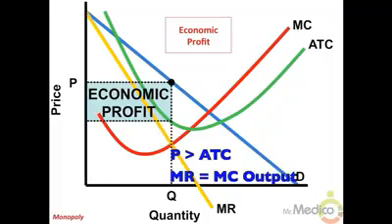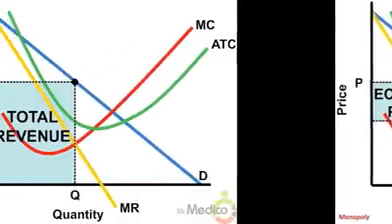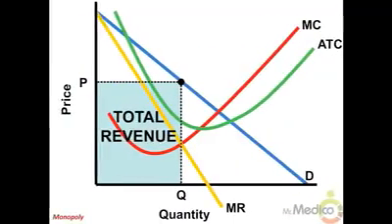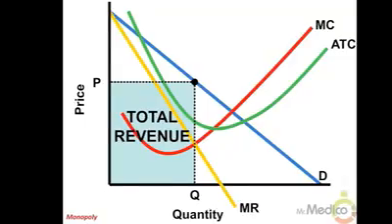The monopolist will produce in the elastic region of its demand curve. In this region, marginal revenue is greater than zero. This graph shows the area of economic profit. This next graph shows the area of total revenue at the profit maximizing level of output.